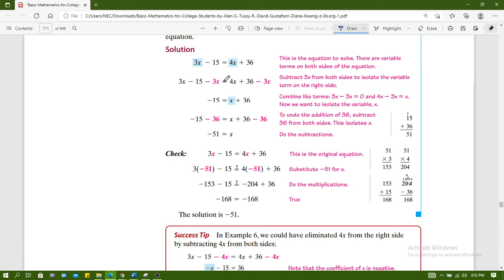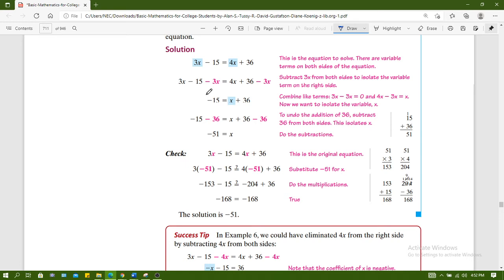Because as you can see, 4x is bigger than 3x, this is to lessen the steps that you will need to take when you are solving. So since the variable here has a greater coefficient, siya na lang imuhang i-follow so that you will not have a negative variable later. So, 3x minus 3x, makancel silang duha.